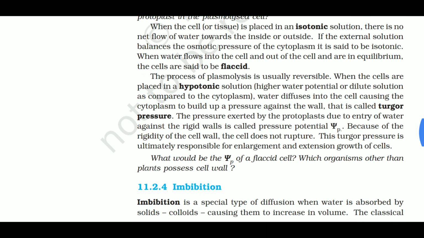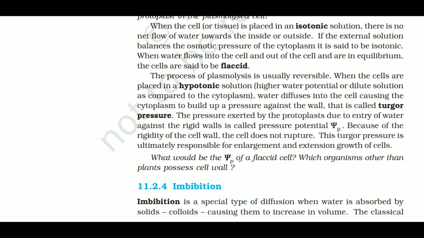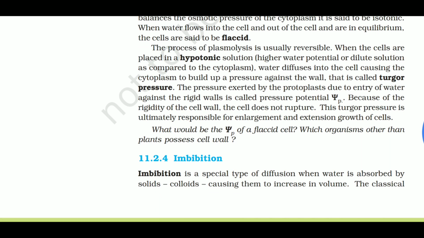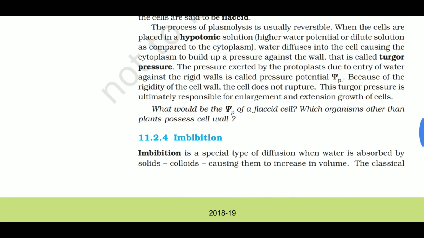Next, when the cell is placed in an isotonic solution, there is no net flow of water outside or inside. If the external solution balances the osmotic pressure of the cytoplasm, it is said to be isotonic. When the water flowing into the cell and out of the cell are in equilibrium, the cell is said to be flaccid, meaning a bit loose. The process of plasmolysis is usually reversible.